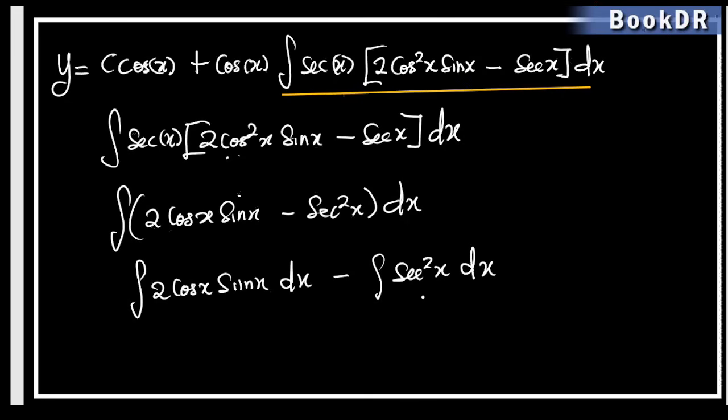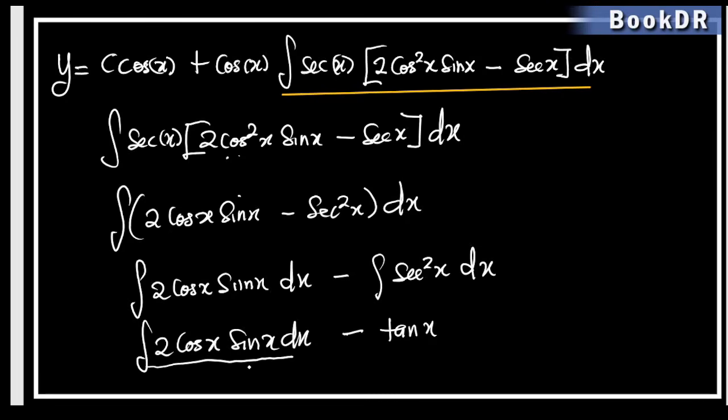The integration of sec square x is tan x. So this is 2 cos x sin x dx minus tan x. We do not need to add the constant of integration. As I said, it has already been dealt with. So now we know one part of our integral. We are left with this very portion. We shall also look at that one, and then we'll come and fix everything back into our formula.